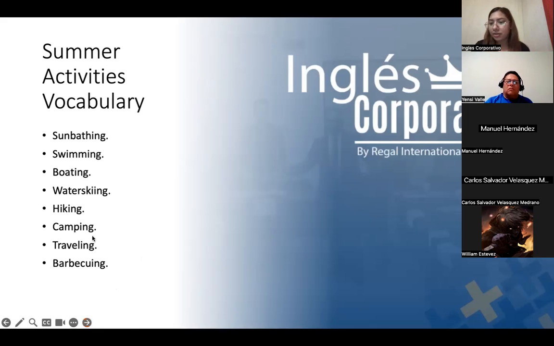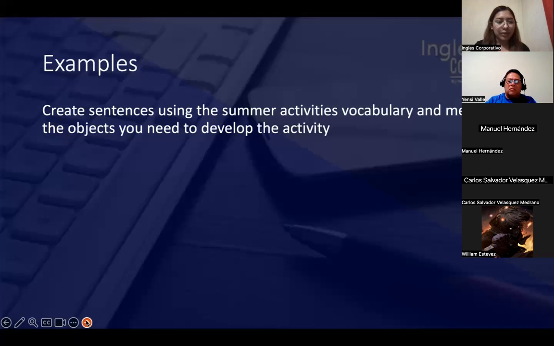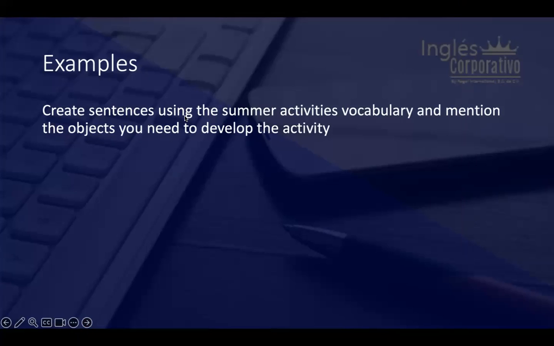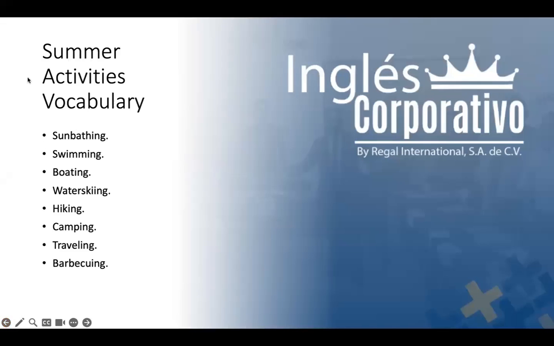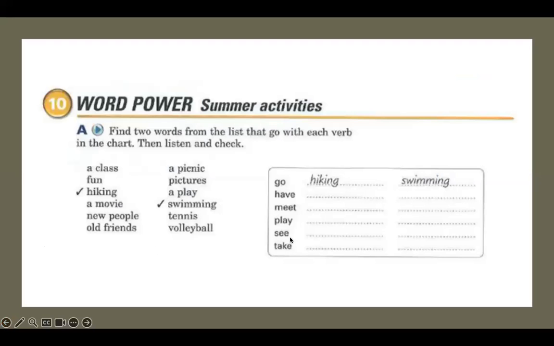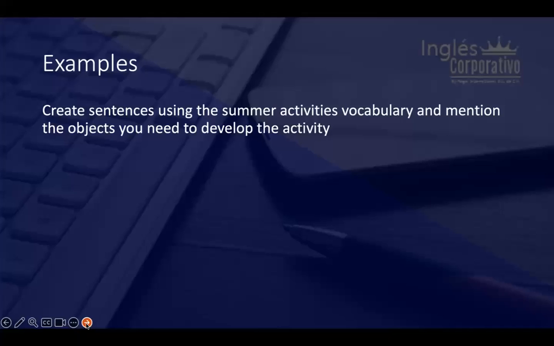Okay, so we are going to continue with the class and we have here, now it's your time, now it's your turn to create sentences using the summer activities vocabulary, the one that we had before, and mention the objects you need to develop the activity. Okay, what you are going to do is vamos a crear oraciones utilizando el vocabulario de Summer Activities. Es este, no es solo este, puede ser este también. We can use this one and we can use this one. O sea, what we are going to do is vamos a crear oraciones.